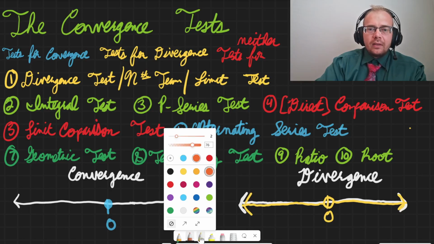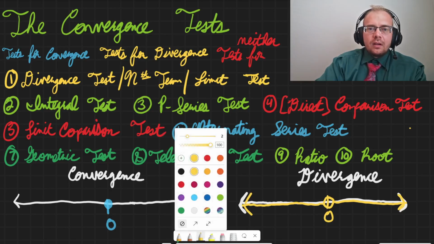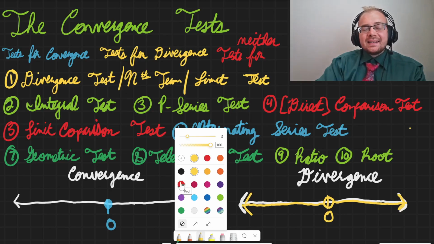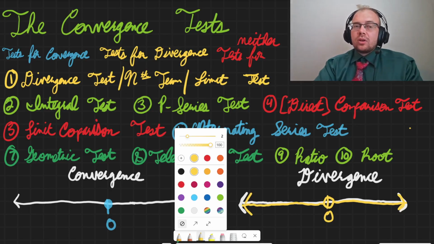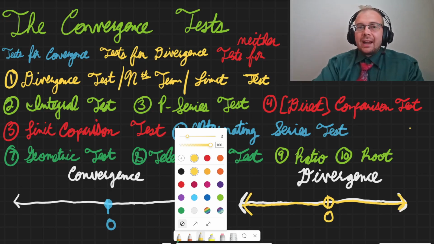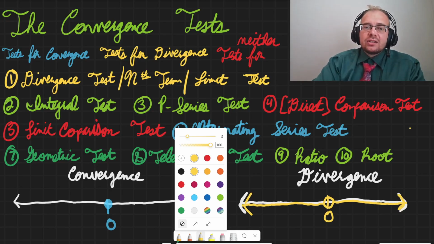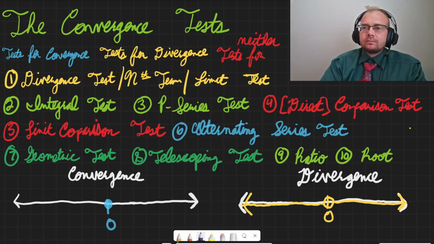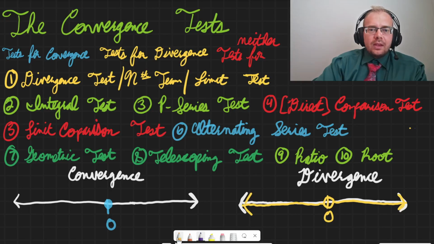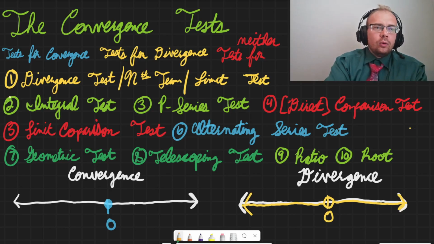Just kidding, that's actually orange. And then red doesn't actually test, right? So comparison and limit comparison don't actually test for convergence or divergence, so I'm not really going to put them on the convergence or divergence. So we'll go ahead and skip over to a dark purple for another color. Okay, so I think we'll have the integral test be like a gold.